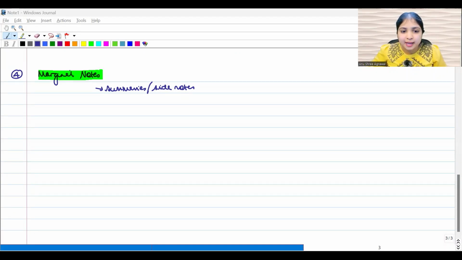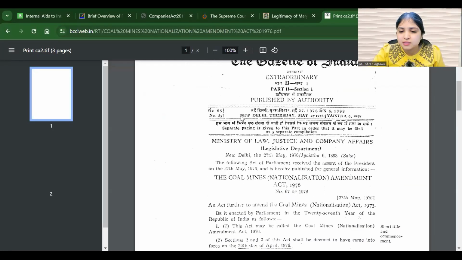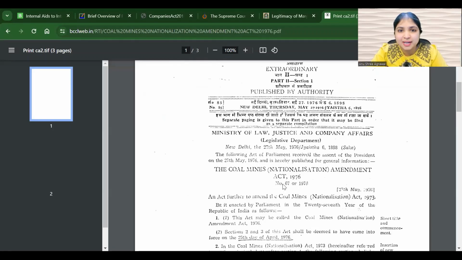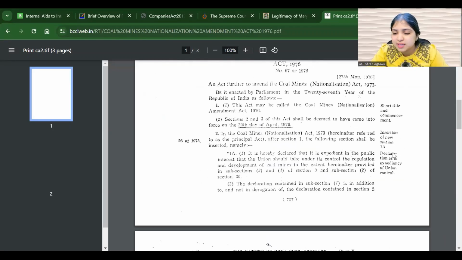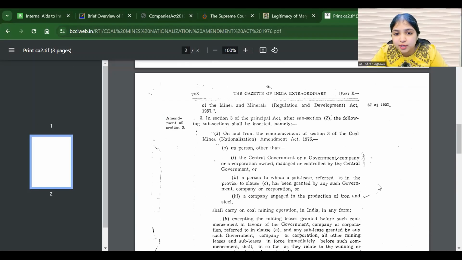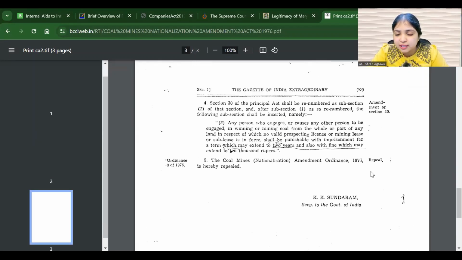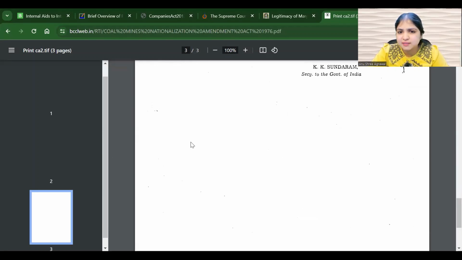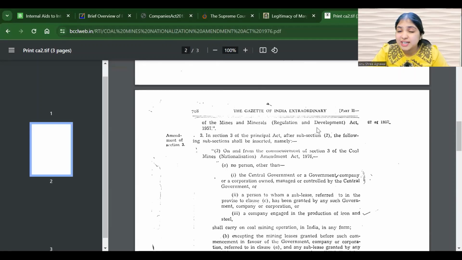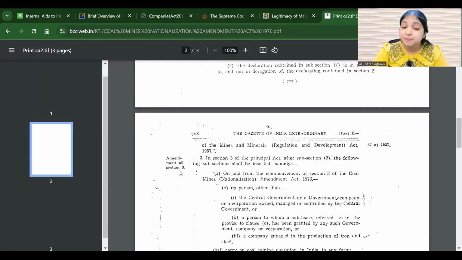I'm showing you this old law. This is the Coal Mines Nationalization Amendment Act 1976. Now, do you see all these things which are written on this right side over here? Insertion of new section 1A, declaration as to expediency of union control. Then, if you see over here, amendment of section 30. Here you have this word repeal. Follow my cursor. Here you have Ordinance 3 of 1976. So there are these little points which are written in the margin, like amendment of section 3. Whatever is written in the sides over here, in the margins over here, these are your marginal notes.